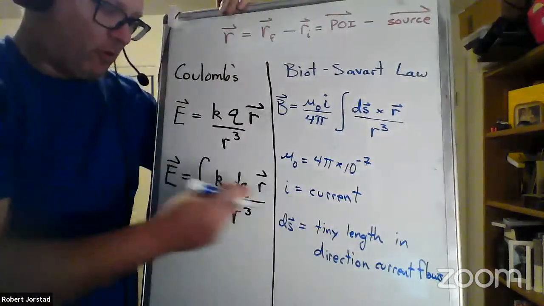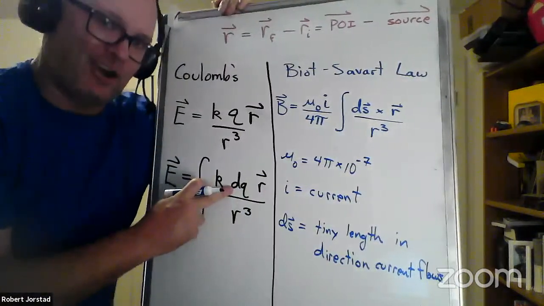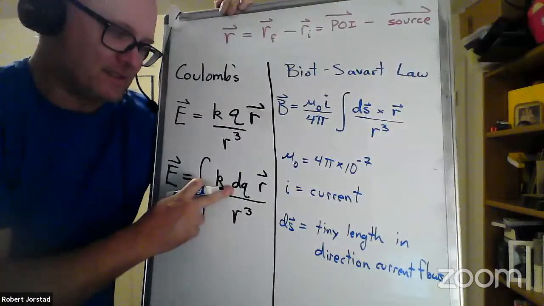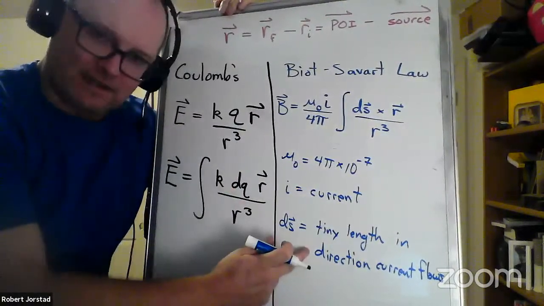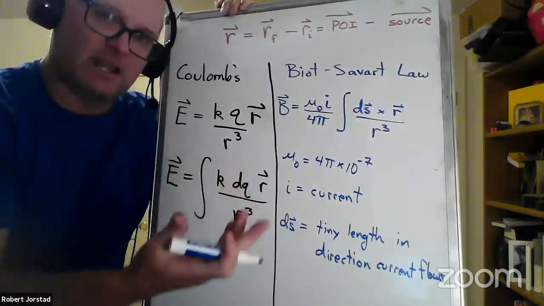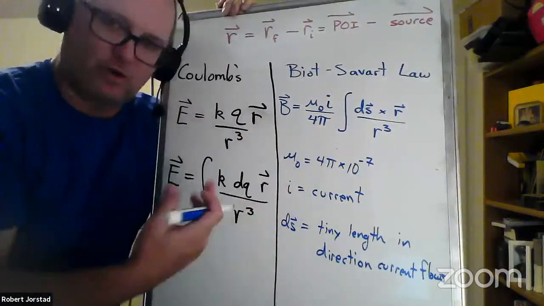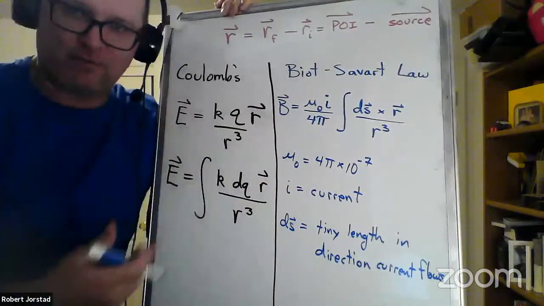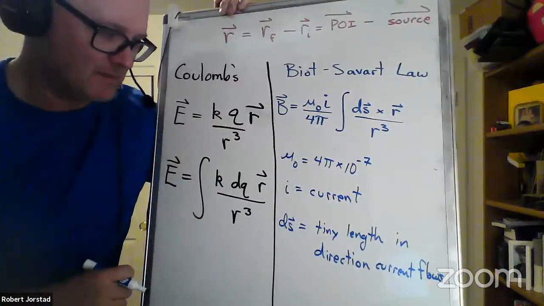Whereas before we were having to do a tiny amount of charge, now our integrals are literally a straight length integration. We're integrating over the length of a wire, because we're going to assume current is the same everywhere in a loop of wire. We're not going to do weird branching loops.